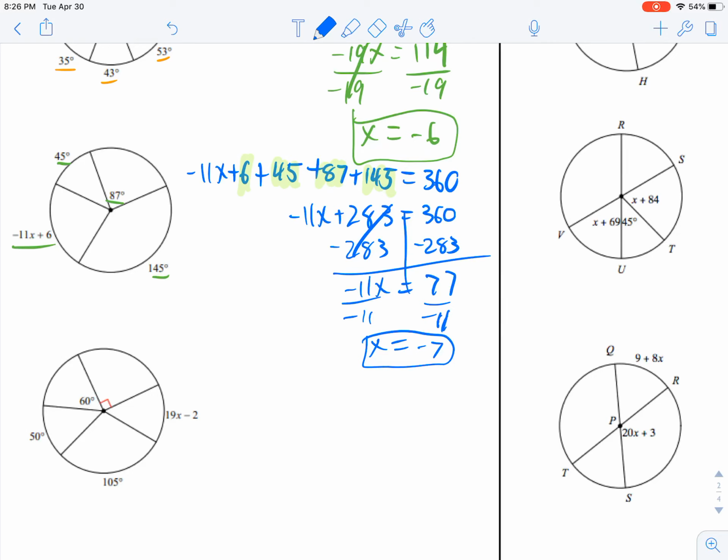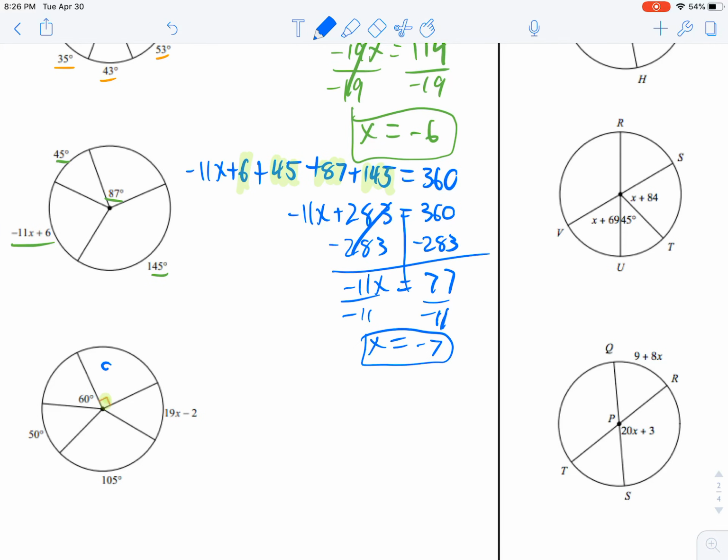Next problem. Next one's a little tricky. Shouldn't be too hard. It has a symbol for something. What is this guy? That little box represents a number. Do y'all remember how much that represents? If you said 90, then you're right. It represents 90 degrees. Okay? So watch out for those.